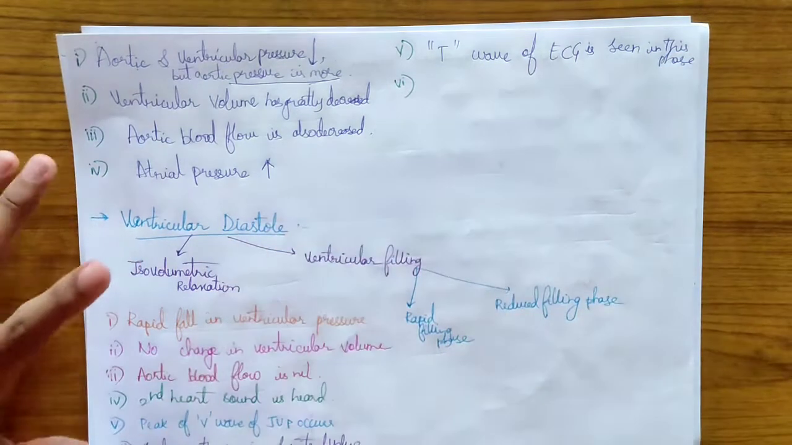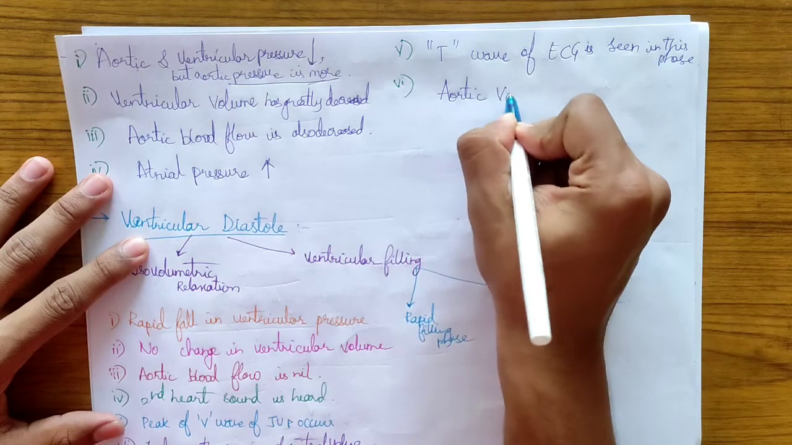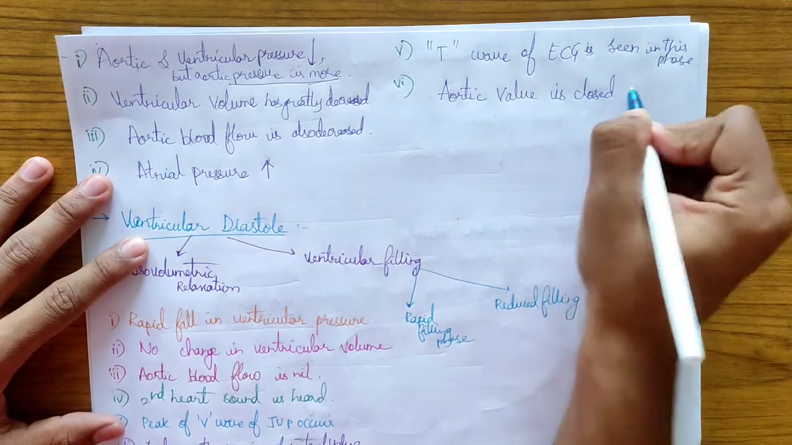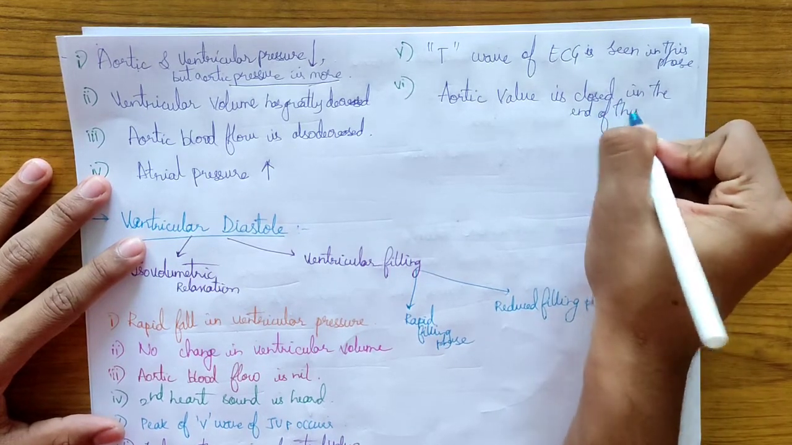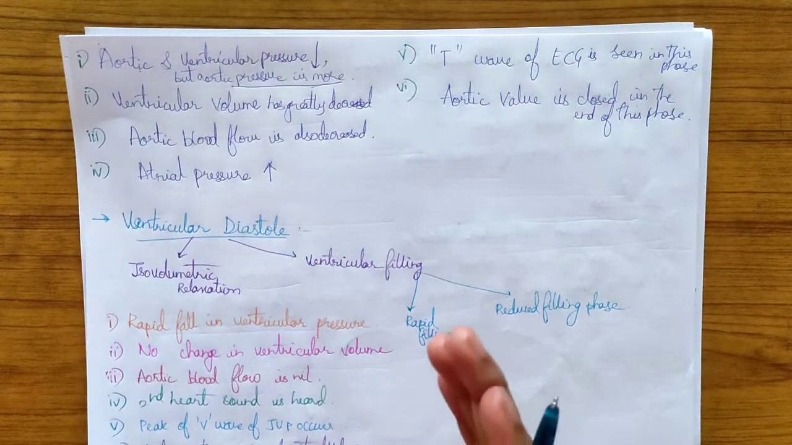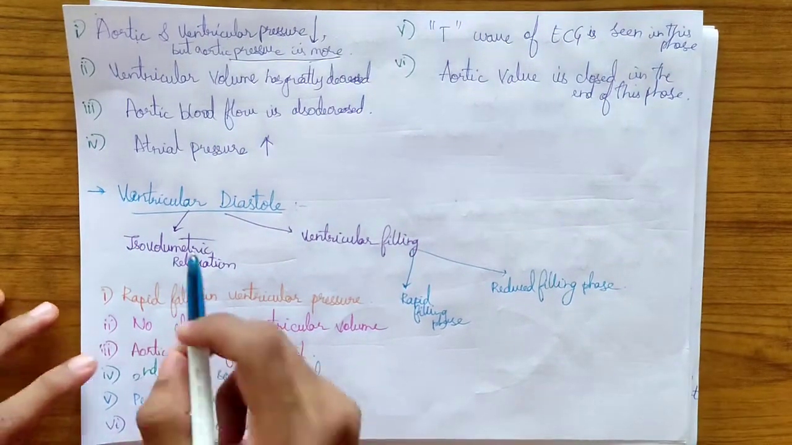So how does this phase terminate? It terminates by the closure of the aortic valve. So the aortic valve is finally closed in the end of this phase. So this is how you can understand and correlate, and therefore you can write in the examination easily instead of biting it. So next comes the ventricular diastole.